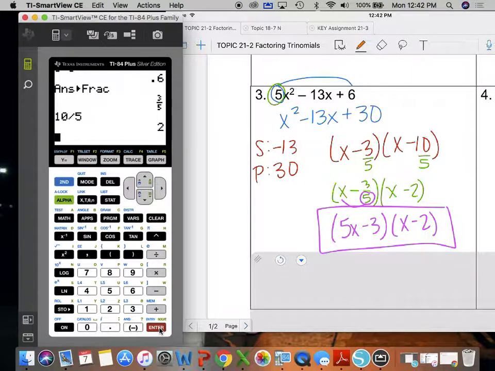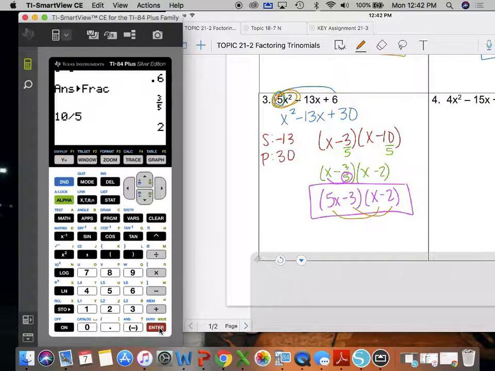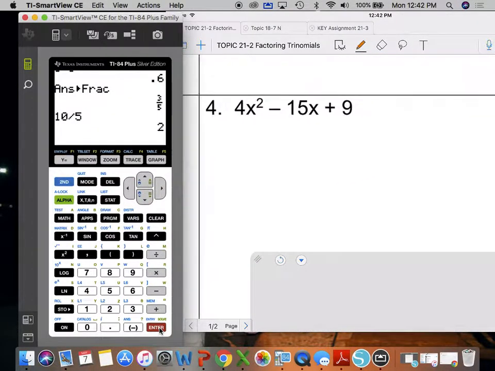Remember that you can do a quick check to make sure you're getting these right. If you do the front number times the front number, it should be this very front number. And the last number times the last number should be this very last number. So 5x times x is 5x squared. Negative 3 times negative 2 is a positive 6. So you're not checking all of it, but you can do a quick check to make sure you've gotten the basics right.